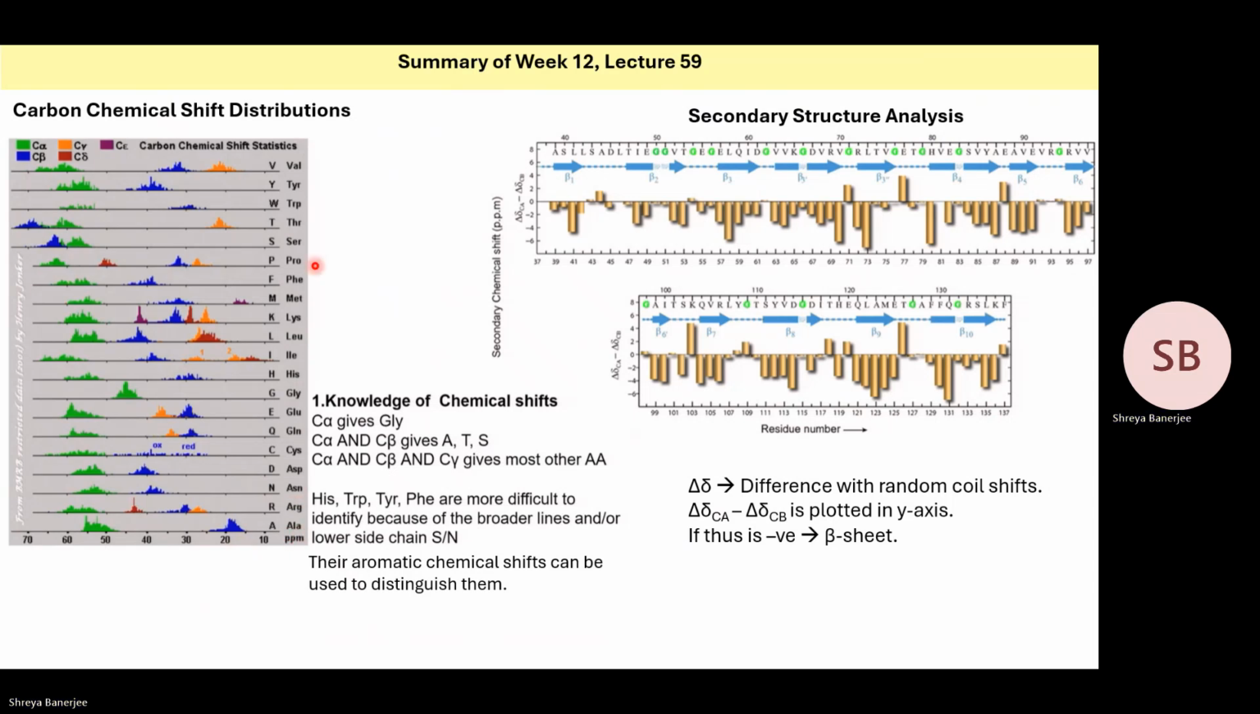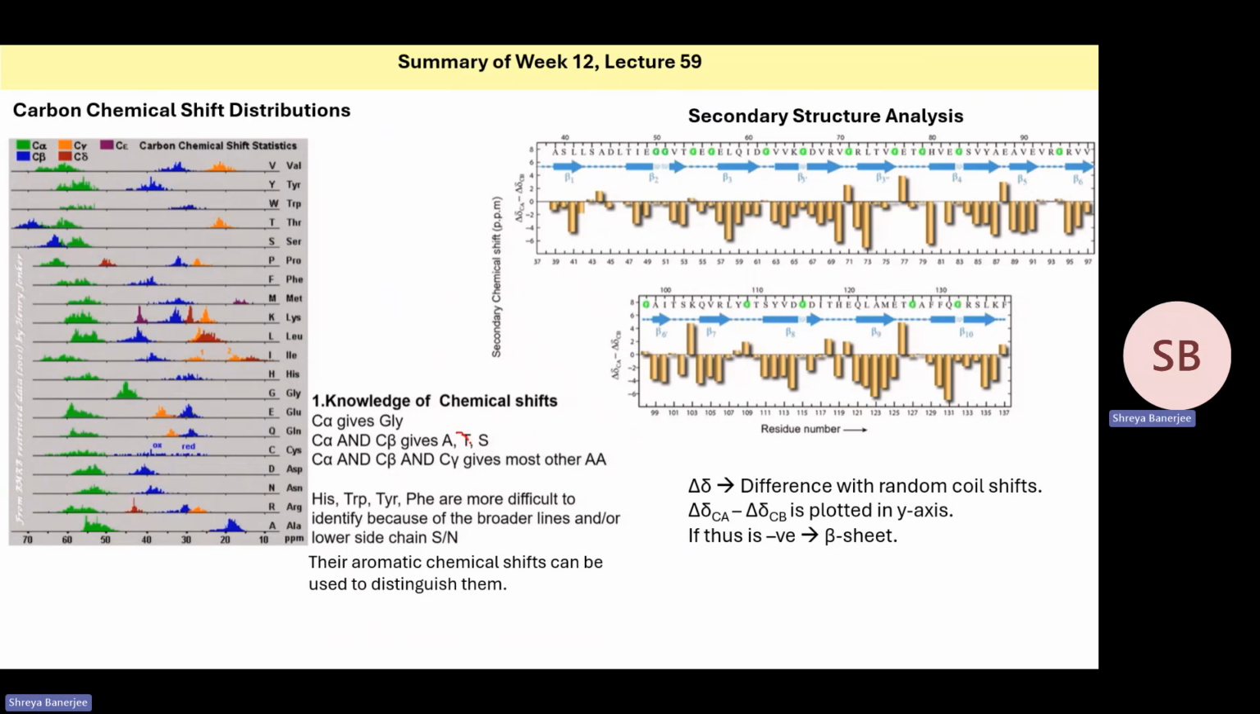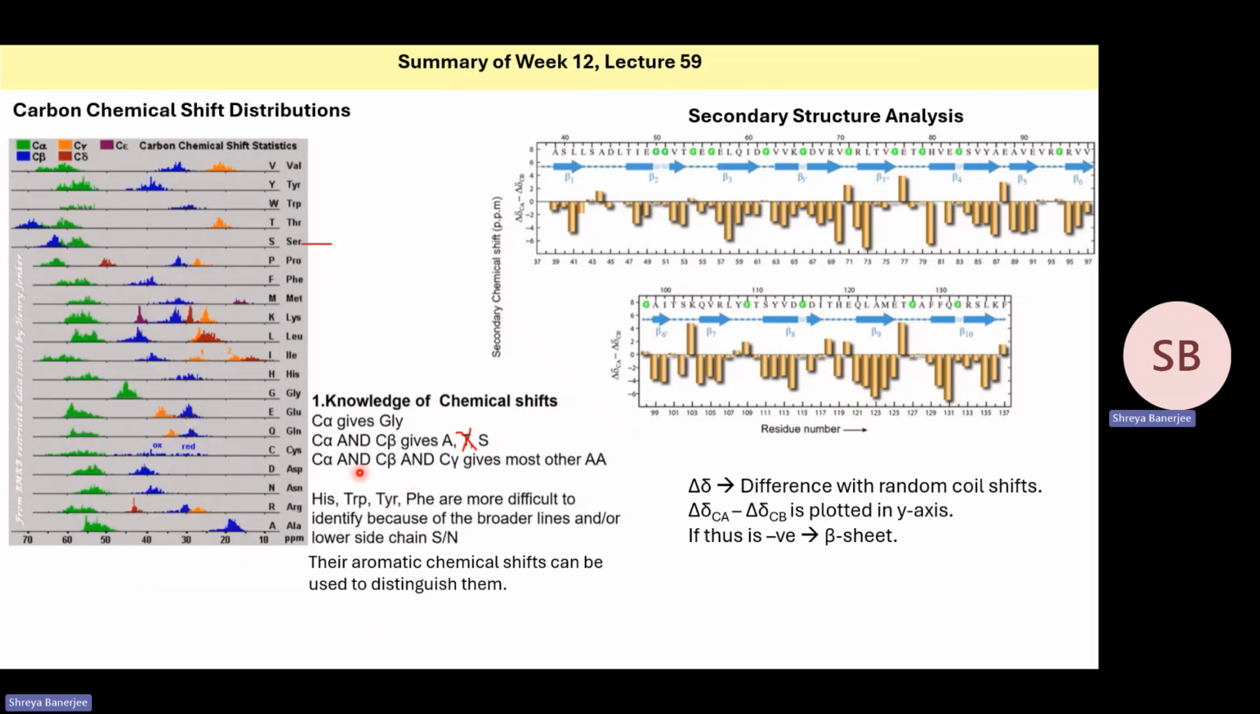Threonine is here. Sorry, not threonine. This is wrong actually, because threonine also has C gamma. Serine, if you look at serine, serine has C alpha, C beta only. Most other amino acids will have C alpha, C beta, C gamma, and so on.